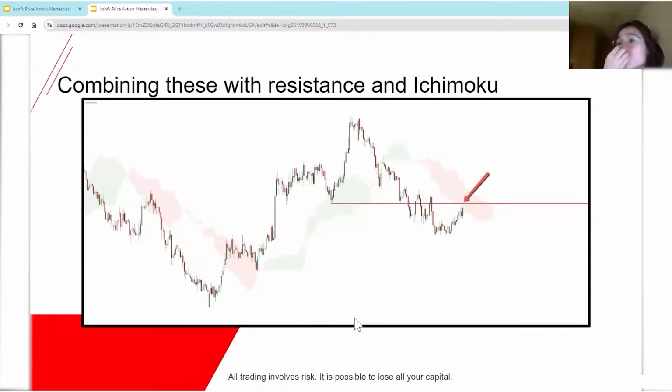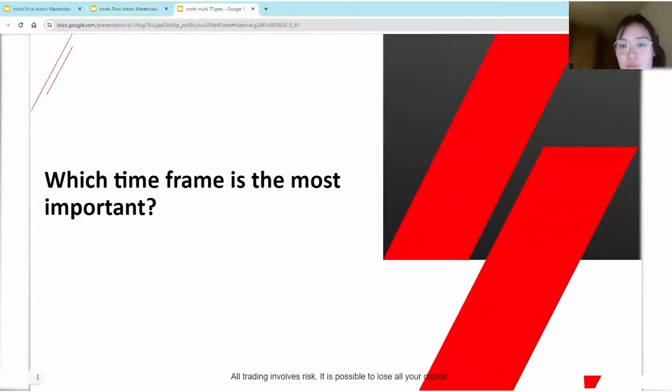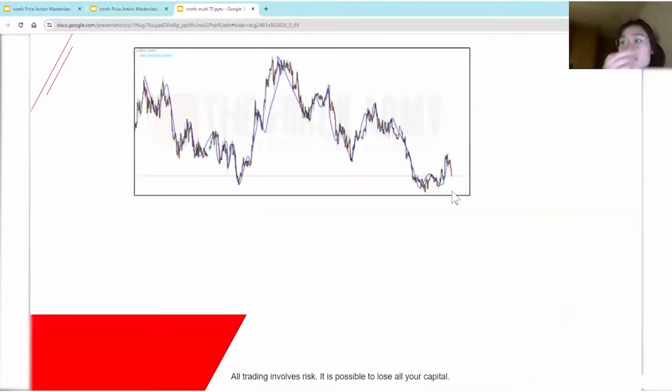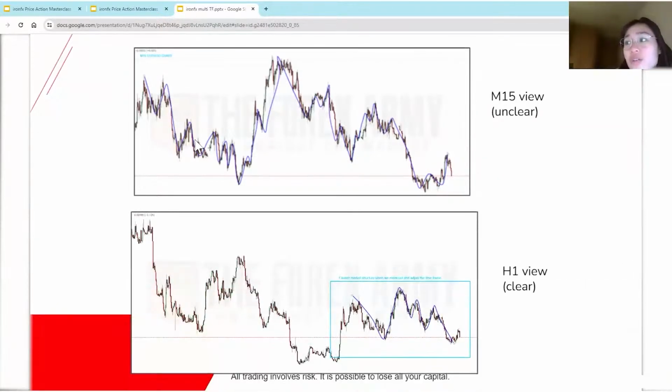Okay. I just wanted to talk about which time frame to use, just really quickly. So here's an example of price. You can see it's kind of messy. There isn't really a very clear market structure. And this is on our M15 chart. Now if we change that and we look at it on an H1 view, the exact same chart, just on a different time frame, you can see the market structure is a lot clearer.